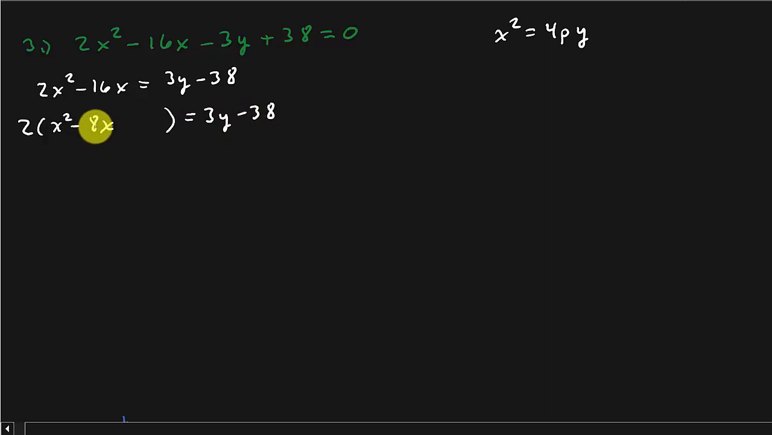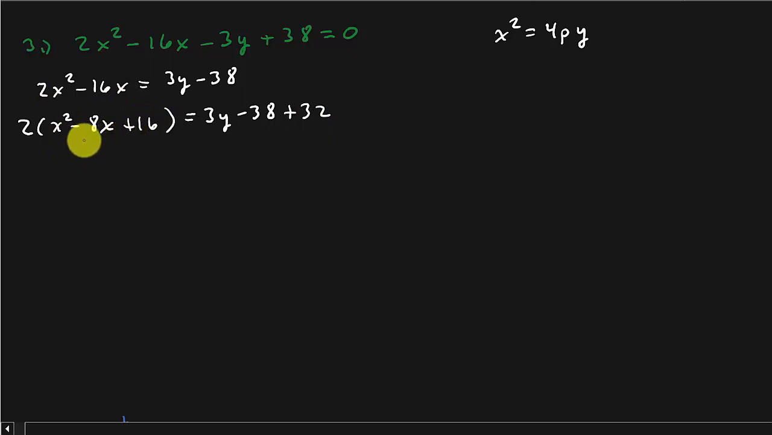So what do we do? We halve the 8, that's 4, and then we square the 4, that's 16. So since I added 16 in here, I have to add 32 over here. And now you might be thinking, well, wait a minute, why are you adding 32? Well, I added 16 in here, but on this side, I actually added 2 times 16. See, if I distribute that 2, that's 32. So I have to add the 32 over here.